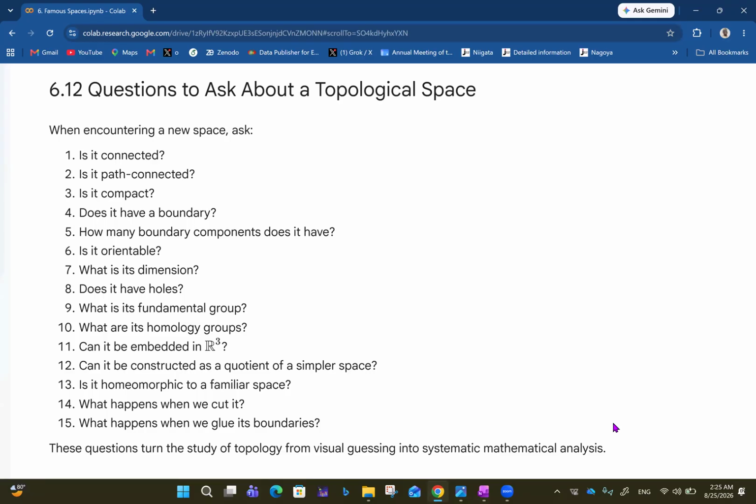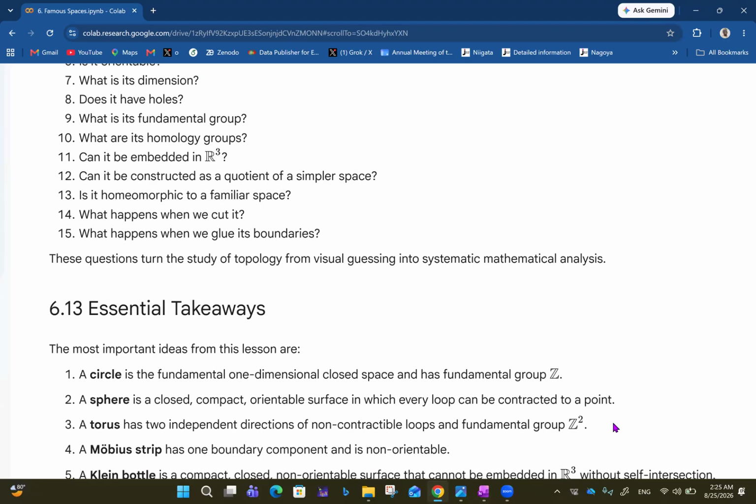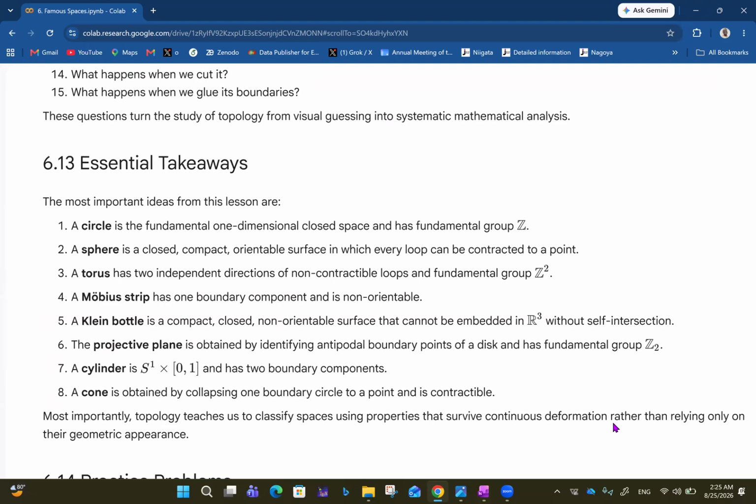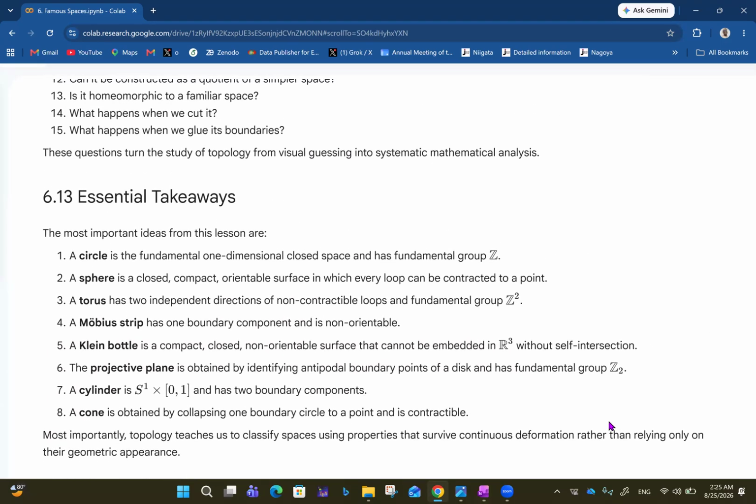And of course, this is just us trying to be intuitive about the idea of topology. So we have some essential takeaways. The most important ideas from this lesson are, number one, a circle is a fundamental one-dimensional closed space and has fundamental group Z. A sphere is a closed, compact, orientable surface in which every loop can be contracted to a point. A torus has two independent directions of non-contractible loops and fundamental group Z^2.